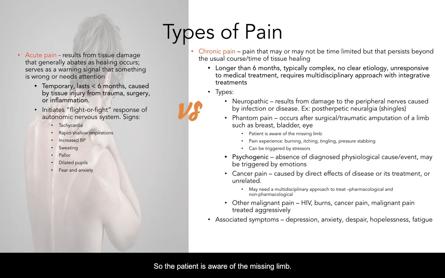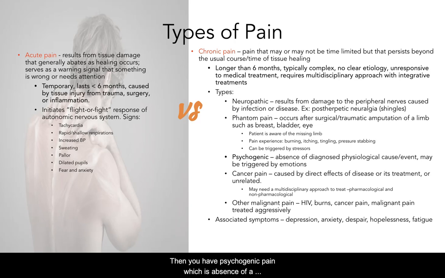So the patient is aware of the missing limb. For example, after a below-the-knee amputation, the patient knows that the limb is missing, but they still feel the pain from that limb. It's that burning, itching, tingling, pressure, stabbing pain, and it can be triggered by stressors.